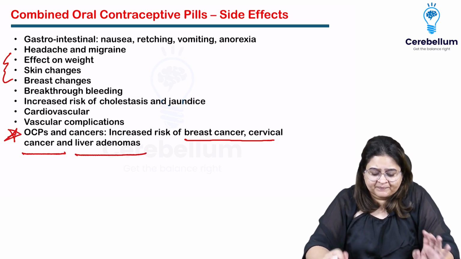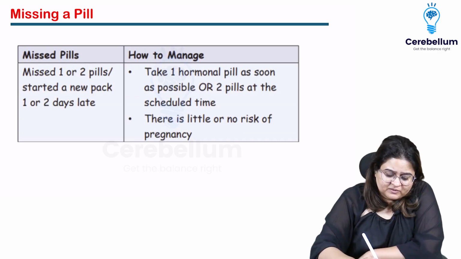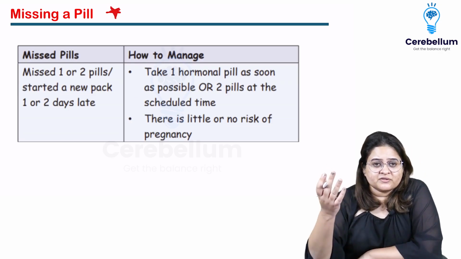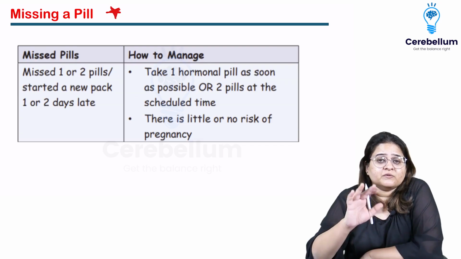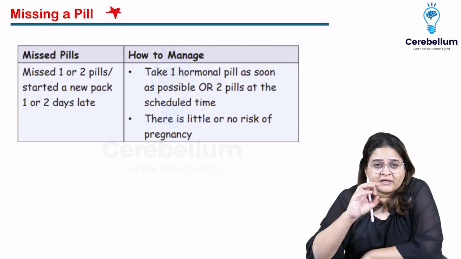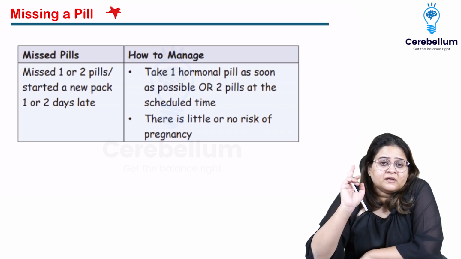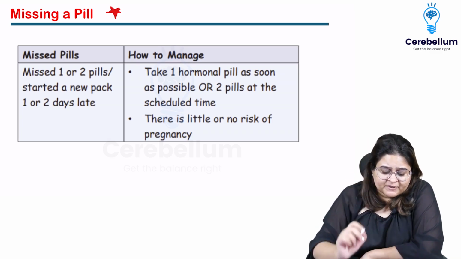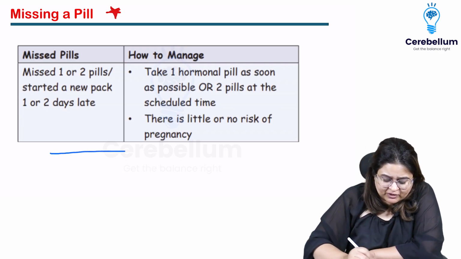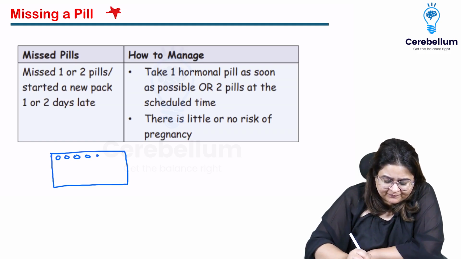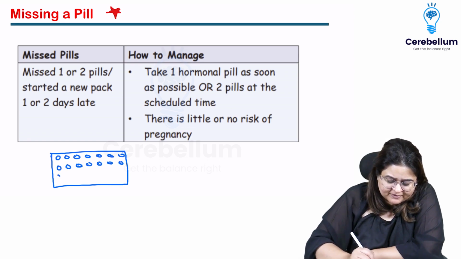The risk is increased. Now, this is the most important thing nowadays, which usually every paper now a question is coming. And this I have taken from the Government of India document, Ministry of Health and Family Welfare, on how to manage a missing a pill. Now, if the woman has missed 1 or 2 pills, so whenever we're giving the pill, how are we giving? And we're talking about the Mala N. Mala N is the government supply one. So I'll just draw how the packet looks like so you understand better.